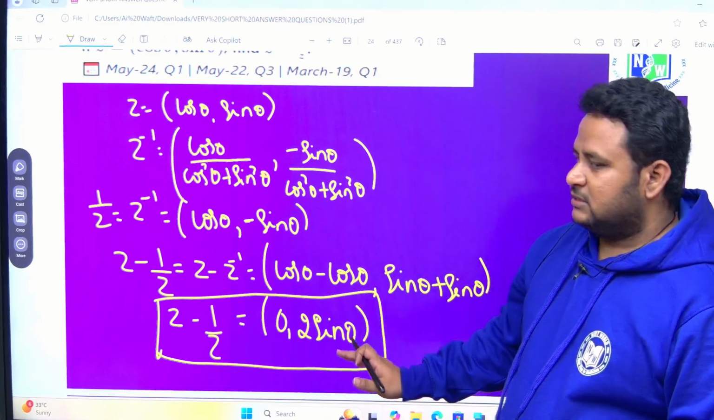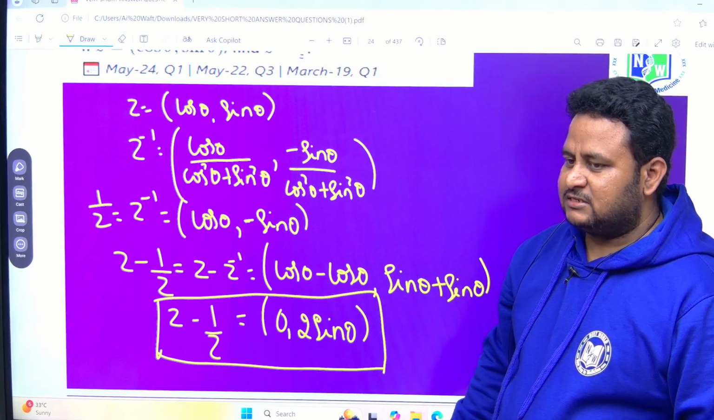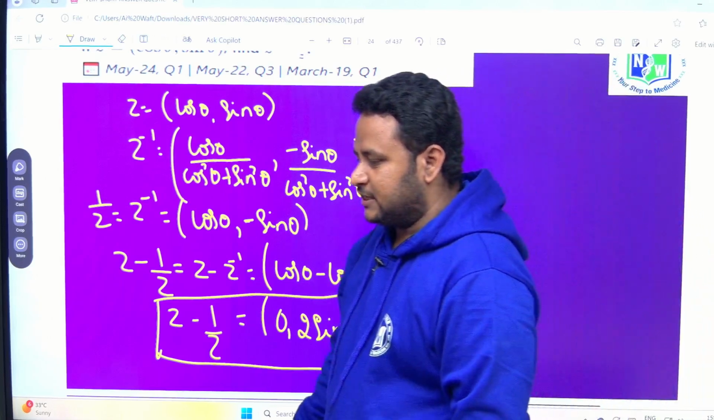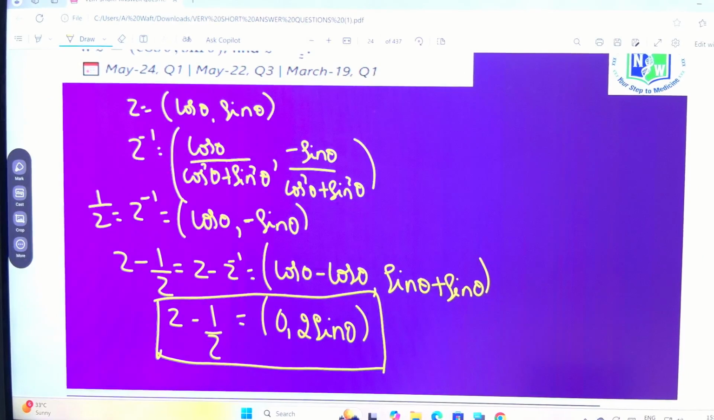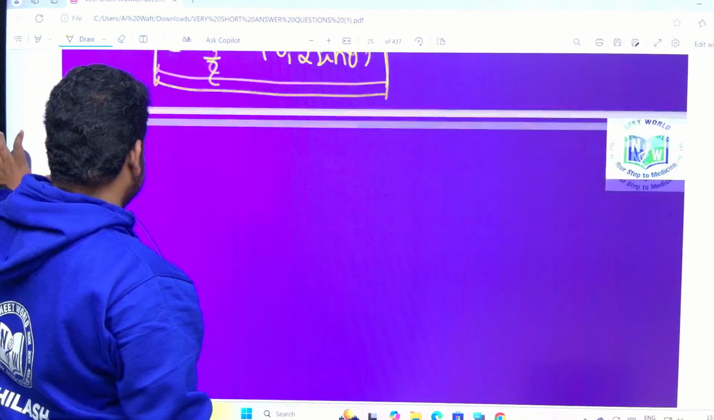That is, they are asking the value of z minus 1 by z. See, the questions are based on this. Okay, I hope it is clear to all of you. So, let us move to the next question, friends.